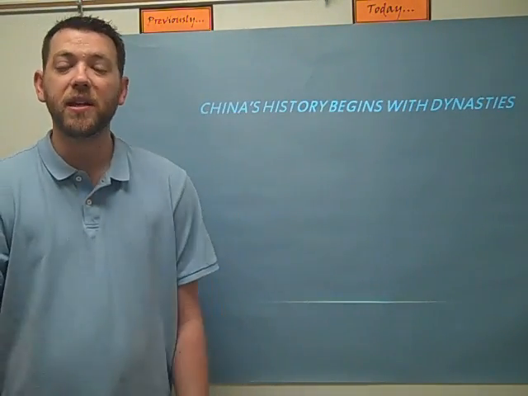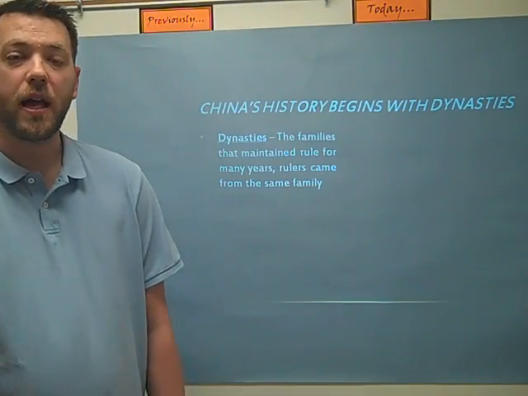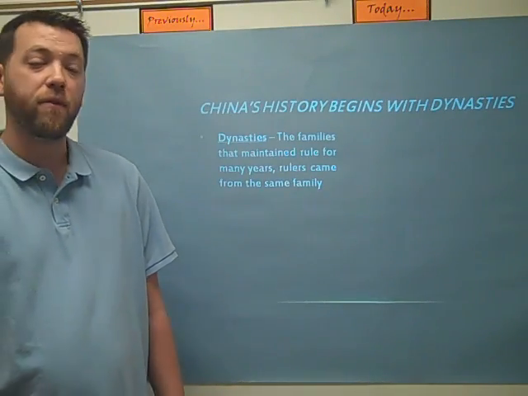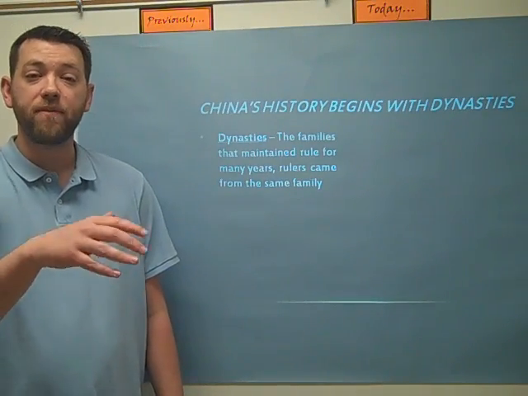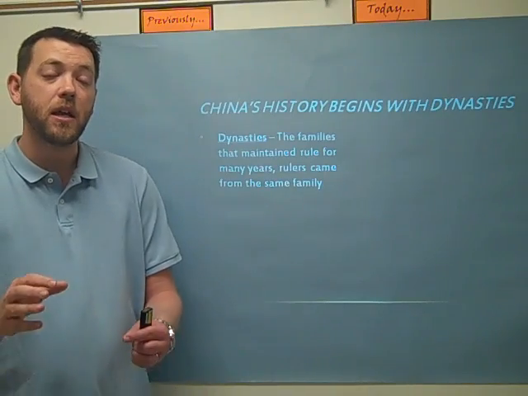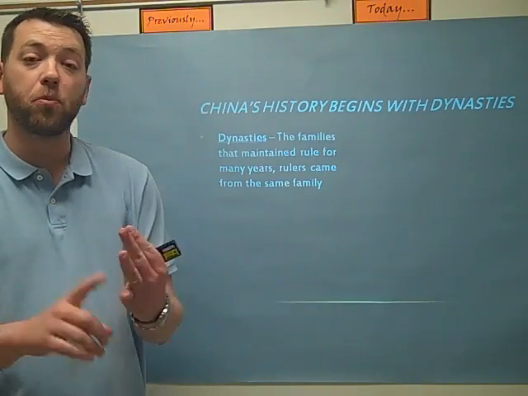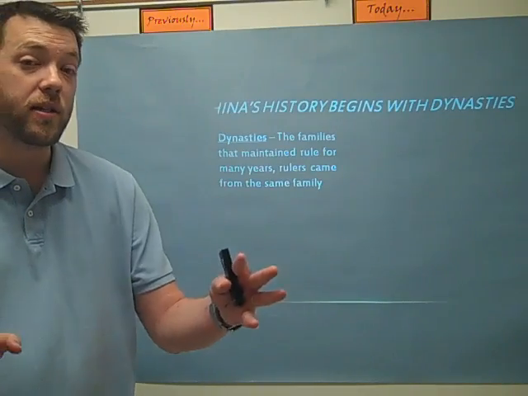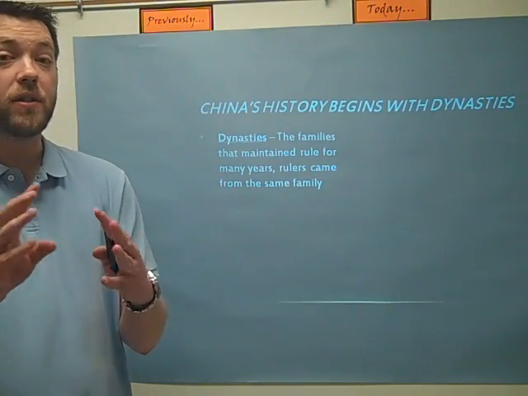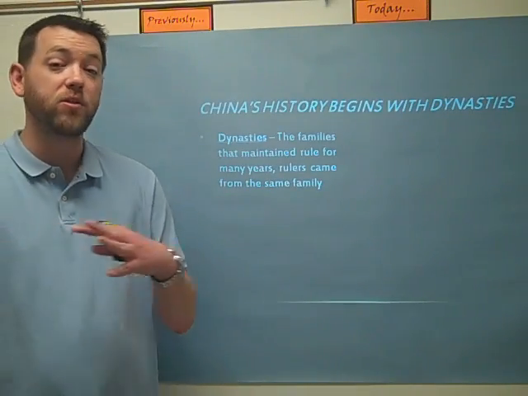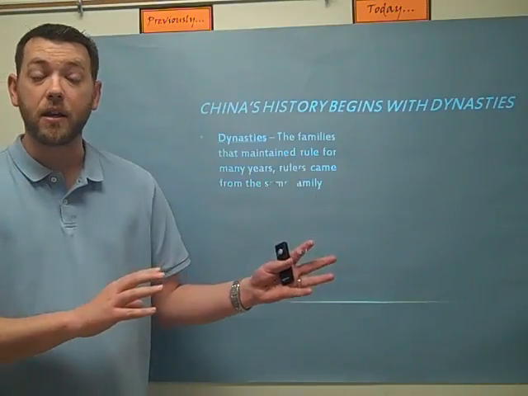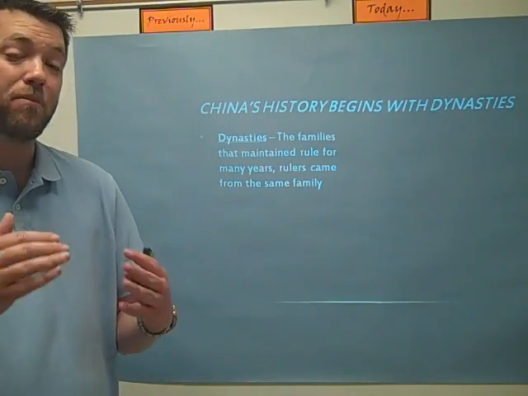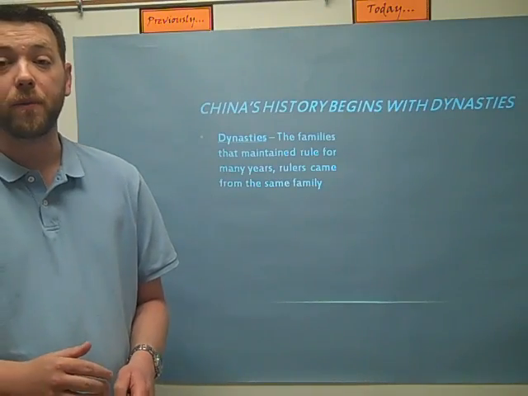China's history begins with dynasties. A dynasty is the family that maintains rule for many years, and rulers come from the same family. So what that means is within a family, your brother, your sister, your son, your daughter, your cousin, your uncle, your second cousin removed, twice removed from your aunt's side, could be the ruler. As long as they have the same bloodline, they can be a ruler.